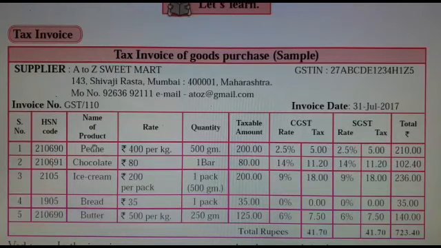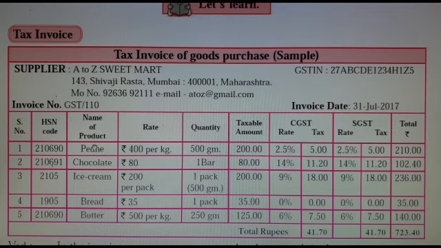This is the sample copy of the tax invoice, a tax invoice of goods purchase. After learning the GST-IN number, HSN code, components of CGST and SGST, now we are learning here how to read the tax invoice. That means tax receipt. Now I am reading the first article.